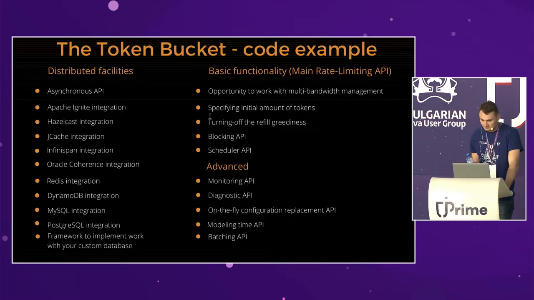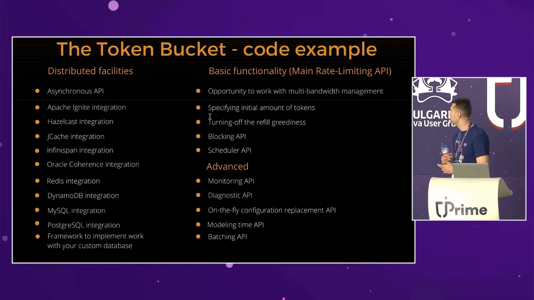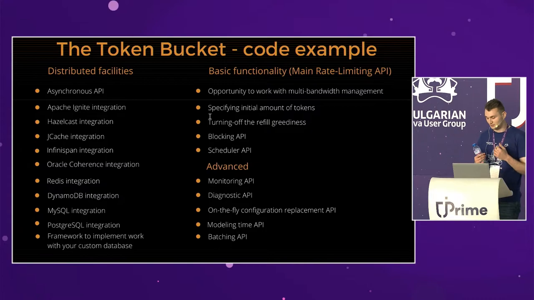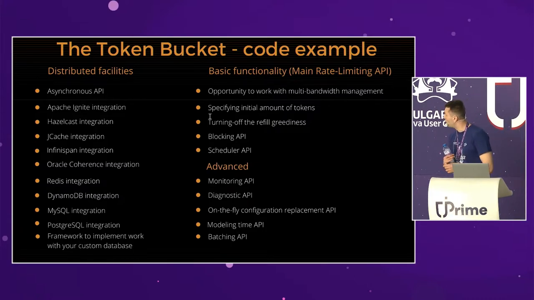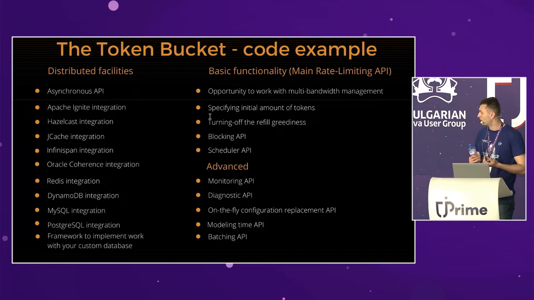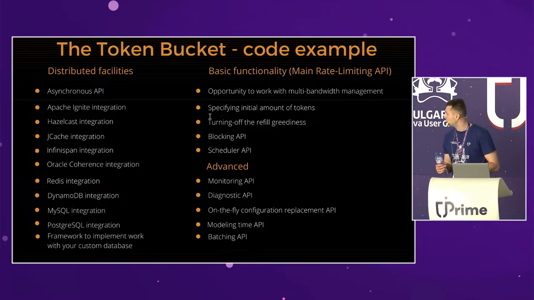And as you can see, our functionality is divided into three parts. The first part is basic functionality. Here we have the opportunity to work with multi-bandwidth management. I will talk about that a little bit later. Then the distributed API, where the main idea is to work in a distributed environment. So we have the opportunity to work with each database which implements the JSR 107 Java specification request.